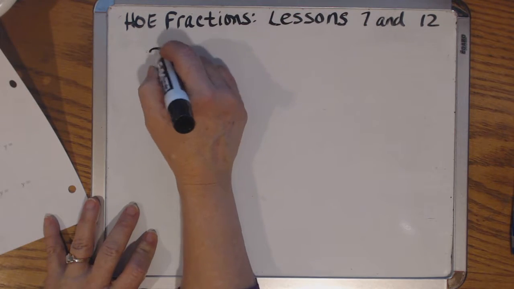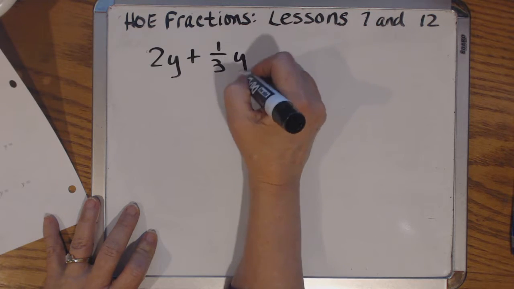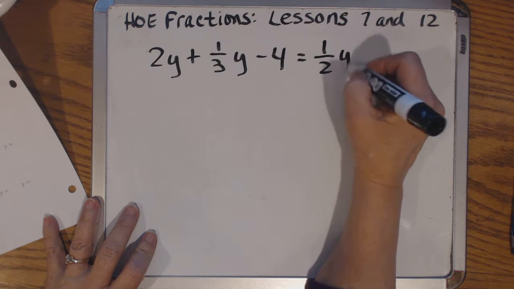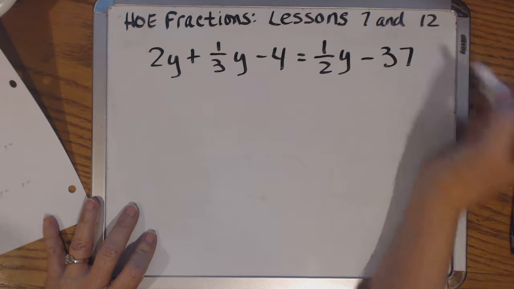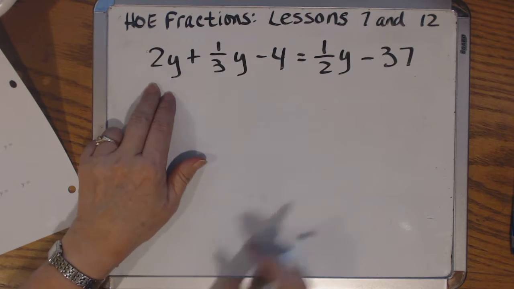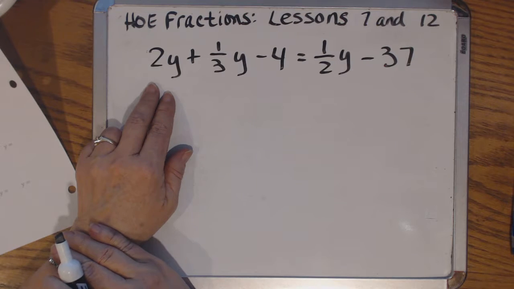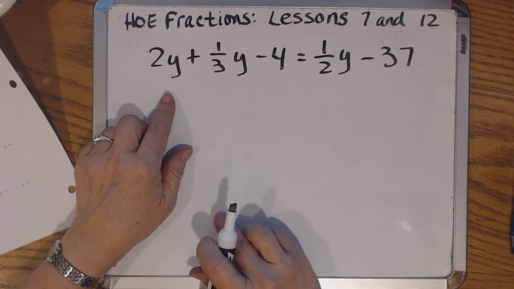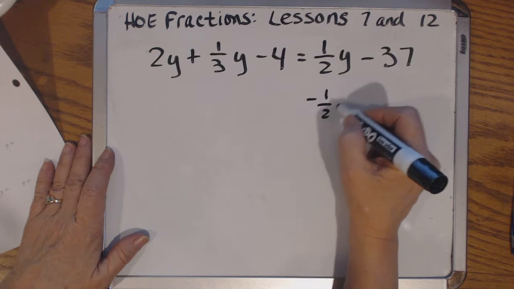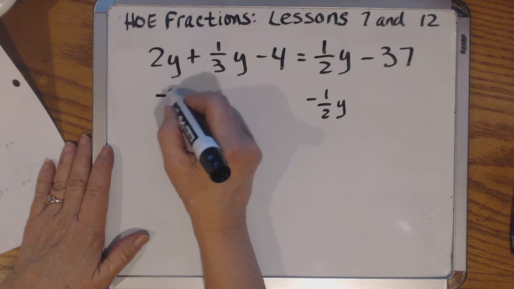Okay. This one says 2y plus 1/3 y minus 4 is equal to 1/2 of y minus 37. Again, I look at the left. I've got more y's on the left than I do the right, so I'm going to move all my y's over here. And I want to move all my constants over here. So that means I'm going to subtract the 1/2 of y, and I'm going to go ahead and write it over here.